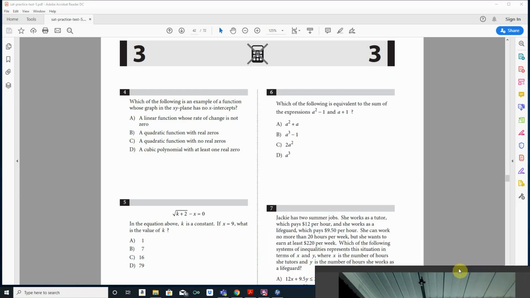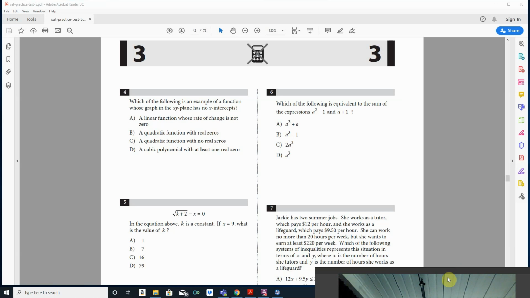Jackie has 2 summer jobs. All right, good for Jackie. She works as a tutor, which pays $12 per hour, and she works as a lifeguard, which pays $9.50 per hour. She can work no more than 20 hours per week. So which of the following systems of inequalities, which ones are at least 220? Okay, so we know it's going to be 12x plus 9.50 times 20 minus x has to be greater than or equal to 220.